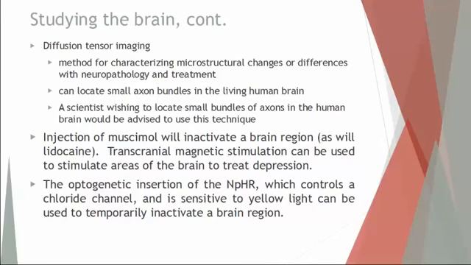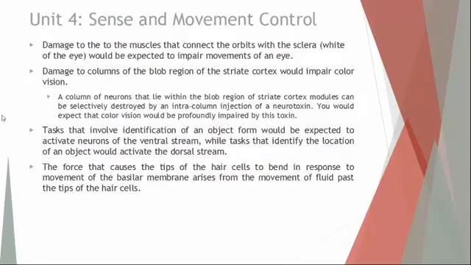So you are controlling neural activity. You're controlling brain tissue by using a mix of a protein and a particular frequency of light. So again, when you're studying the brain, it's much easier to do it when it's not as active. Okay, next we'll move on to unit number 4, sense and movement control.